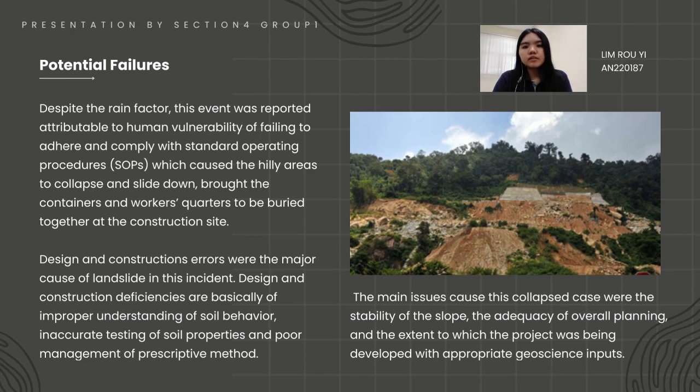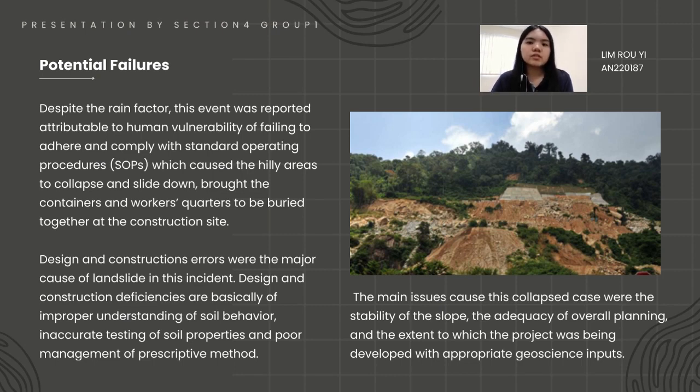Despite the rain factor, this event was reported as attributable to human vulnerability of failing to heed and comply with standard operating procedures, which caused the hilly area to collapse and slide down, causing both the containers and worker quarters to be buried together at the construction site. We found that design and construction error was the major cause of the landslide in this incident.